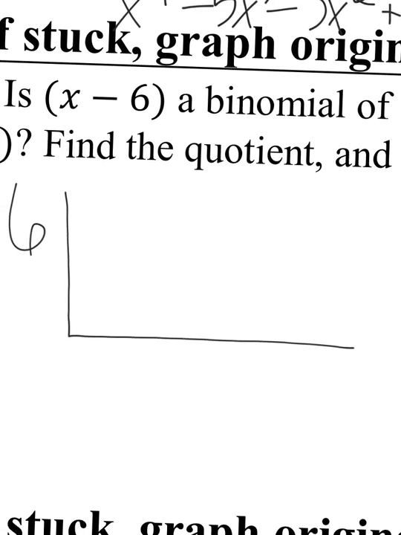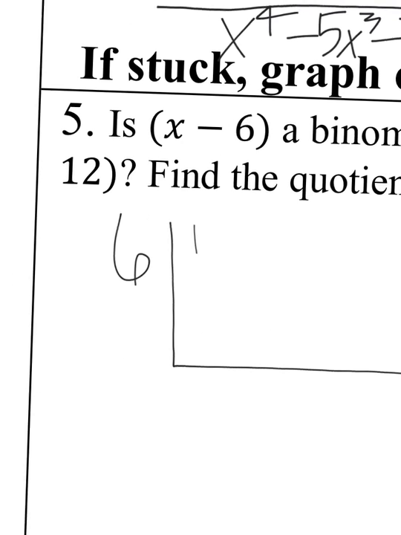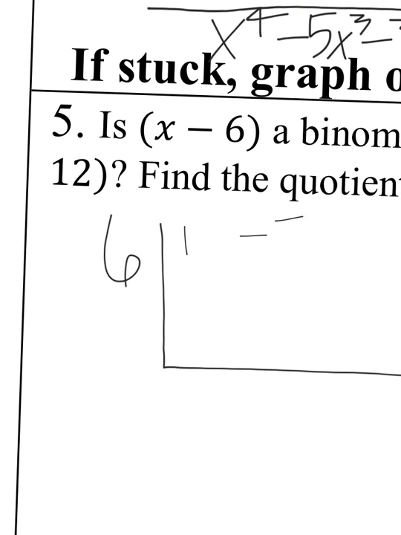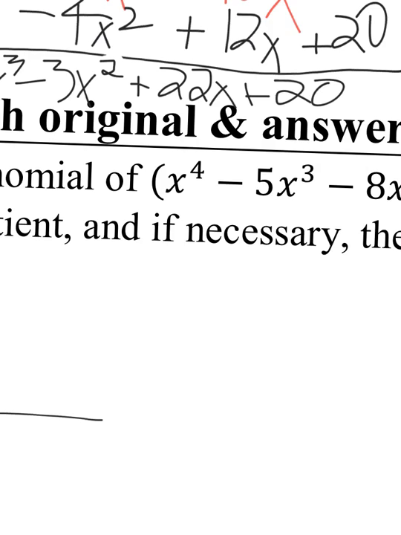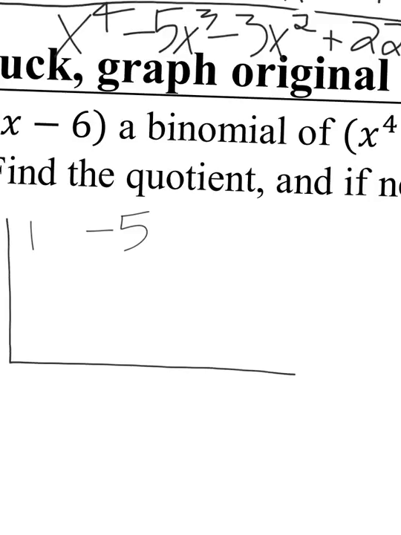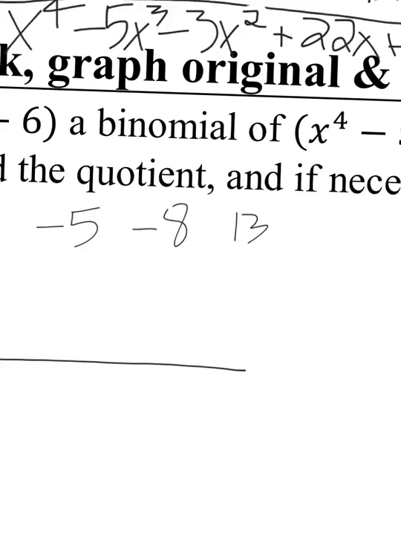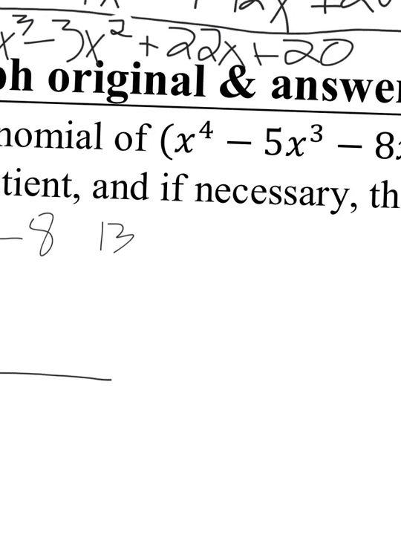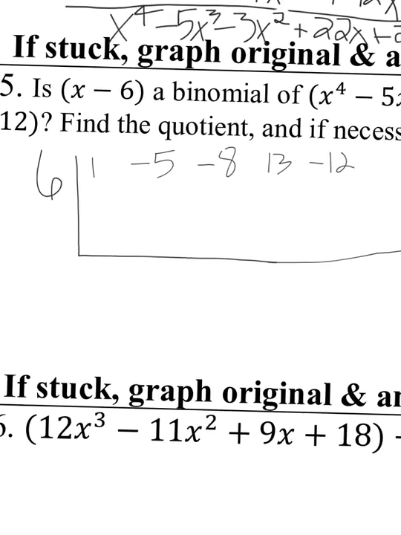So I have 1x to the 4th, so I'll write a 1. Then I have -5x to the 3rd, so I write -5. And then I have -8x squared plus 13x, so I'll write -8. And then a +13, and then it says -12. So I'll write -12 for the last number, okay? And so now this is the synthetic division setup.